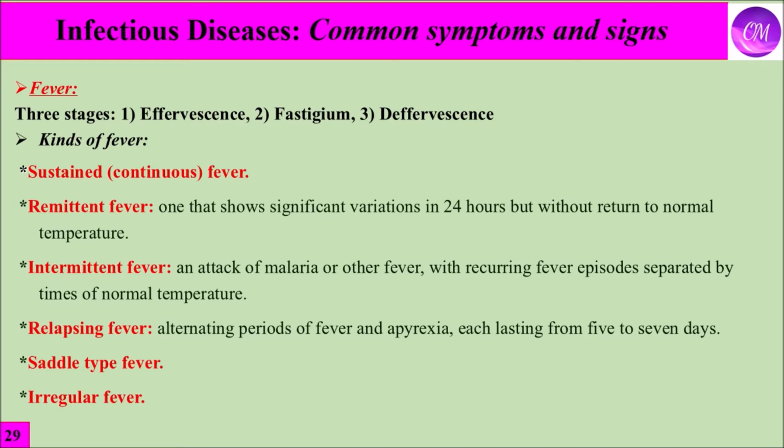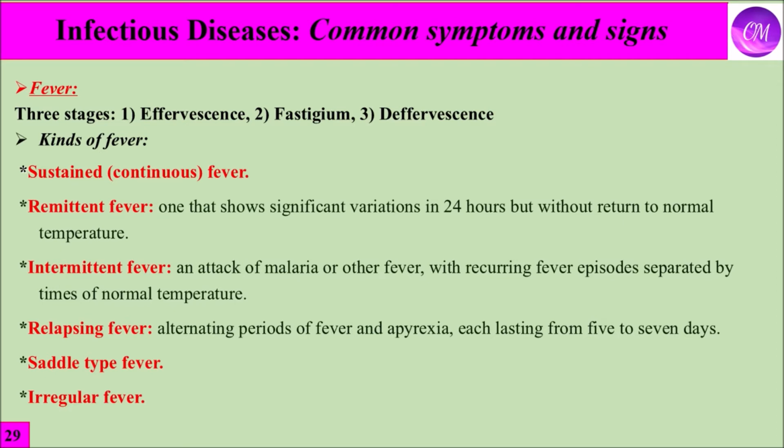Common symptoms and signs of infectious diseases. First, the fever. There are 3 stages of the fever: effervescence, fastigium, and defervescence. Kinds of fever. There are some kinds of fever, such as the sustained or continuous fever; remittent fever, one that shows significant variation in 24 hours but without return to normal temperature; and intermittent fever, an attack of malaria or other fever with recurrent fever episodes separated by times of normal temperature.